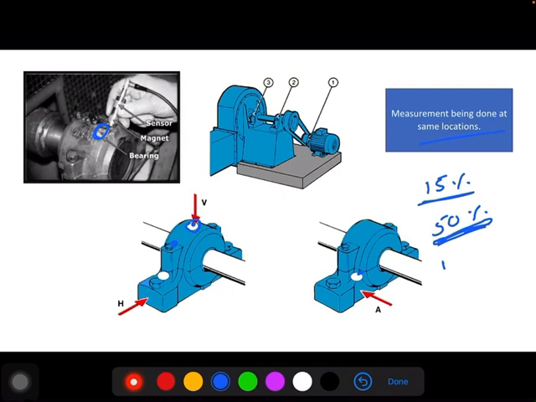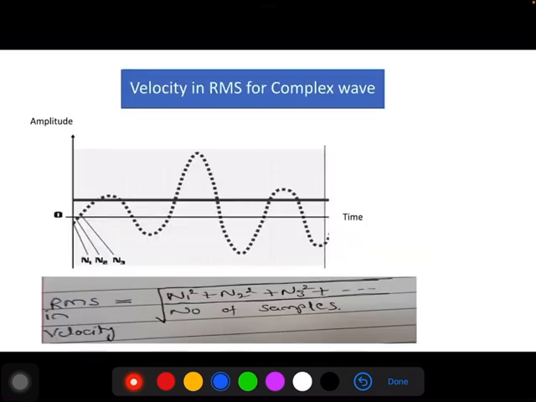Next I will cover one of the comments I received in my earlier sessions: how to calculate the velocity in RMS for a complex wave. For a simple sinusoidal wave, RMS is always equal to 0.707 times the peak, but this is not true for a complex wave, because RMS is generally computed in reverse order: you take the mean, and then the square root of that mean.